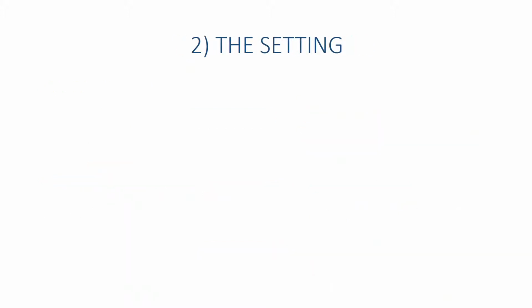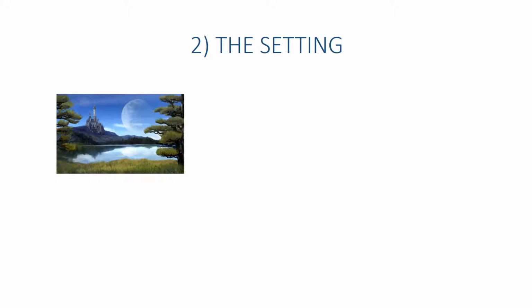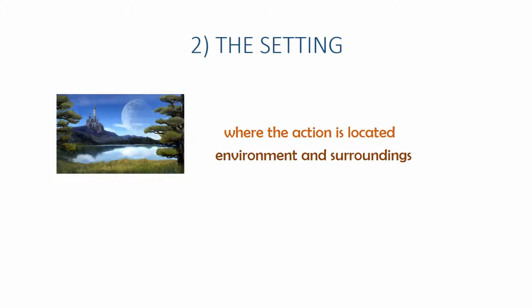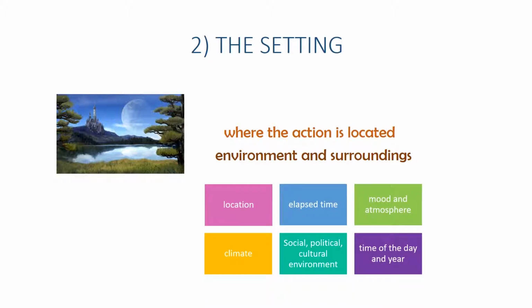The setting. Setting is the location of the action. It's important to describe the environment or surroundings of the story in such detail so that the reader can picture or visualize the scene. Some elements to take into consideration are the location, the elapsed time encompassed in the story, the mood and atmosphere, the climate, the social, political, and cultural environment, or the time of the day or the year, for example.